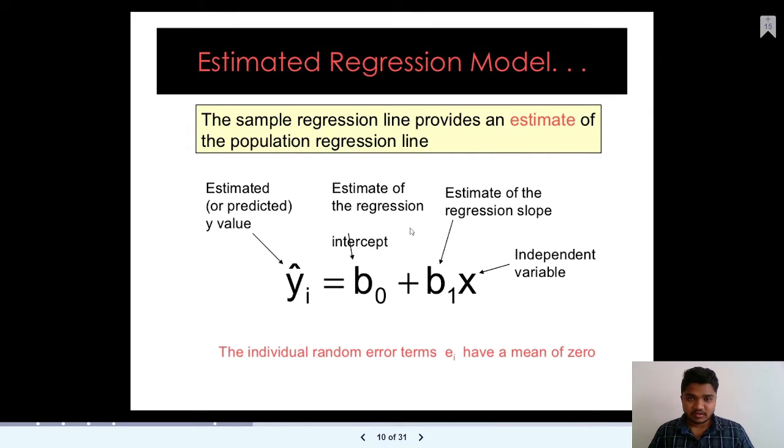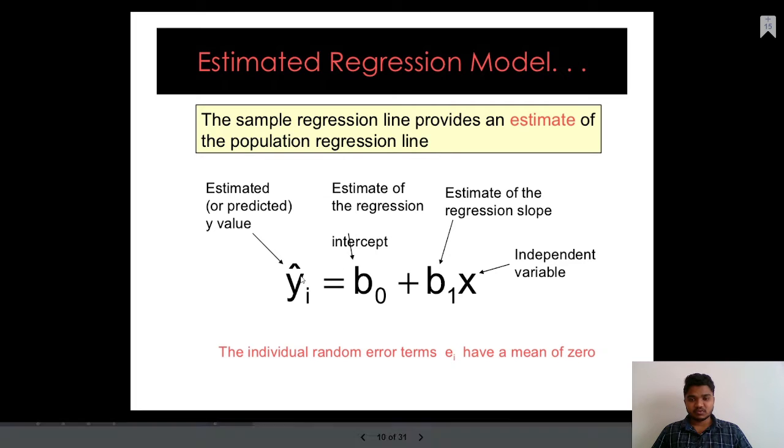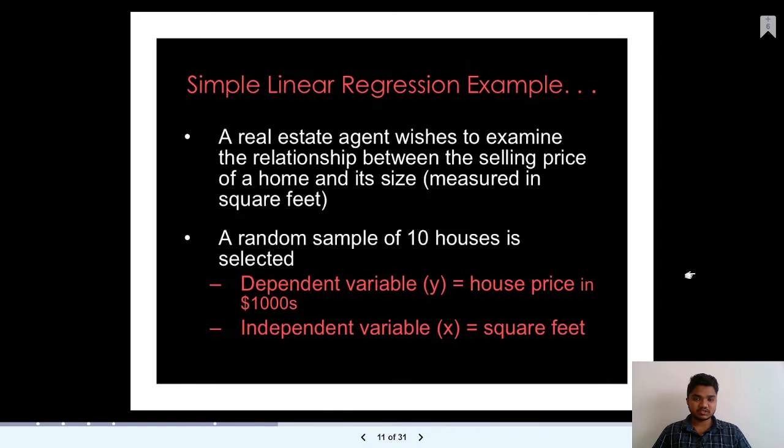And this is the estimated regression model. The sample regression line provides an estimate of the population regression line. The estimated or predicted y value, y hat, equals b naught plus b1 x. Here b naught is the intercept, x is the independent variable, and b1 is the estimate of the regression slope.